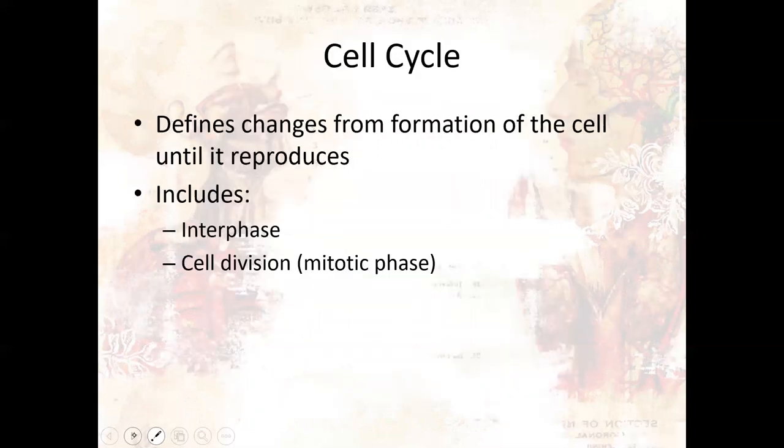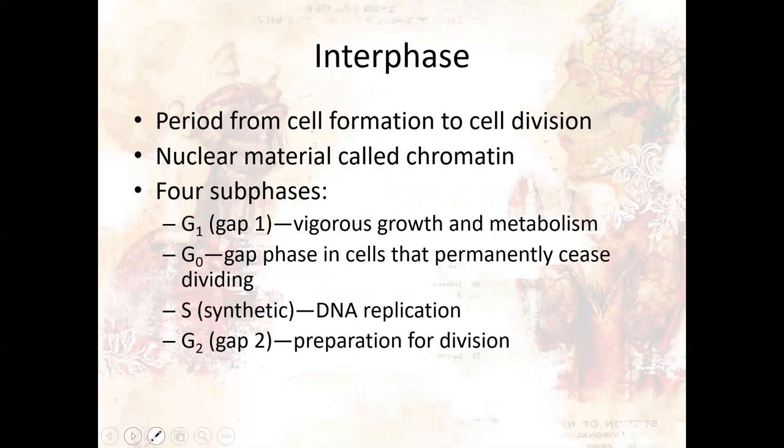The cell cycle is a series of changes that happen from beginning to end, or from when the cell forms to when it duplicates itself. This includes what's called interphase and then mitosis. I don't expect you to remember the phases of mitosis. Interphase is normal cell life, cells chilling, doing whatever cells do. Growing, metabolizing, whatever.